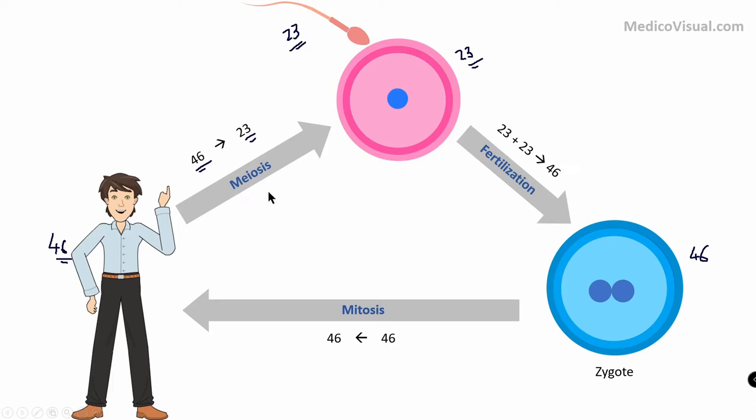So meiosis is what kind of cell division? It is a reduction division. As far as chromosomes are concerned, it is a reduction division. That is, the chromosome number is halved with the help of meiosis. Why so? Why don't he or she just form the gametes with the help of mitosis? So let's assume that gametes are formed with the help of mitosis. Then let's see what happens in that imaginary scenario.